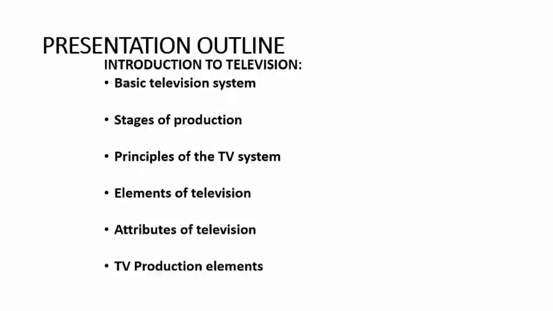And by the end of the semester, by the end of this program, you are expected to know television, the basic television system, the stages of production, the principles of TV system, the elements of television, the attributes of television, and then the TV production elements. Look at these two things, elements of television and TV production elements. We shall explain the differences in the course of the lesson.